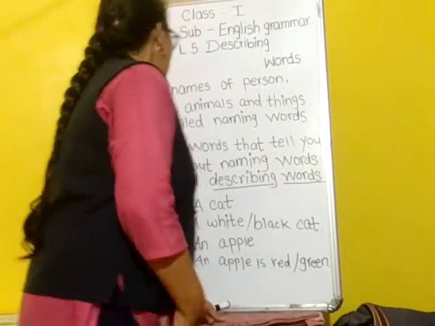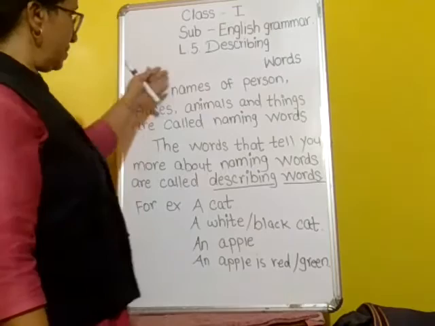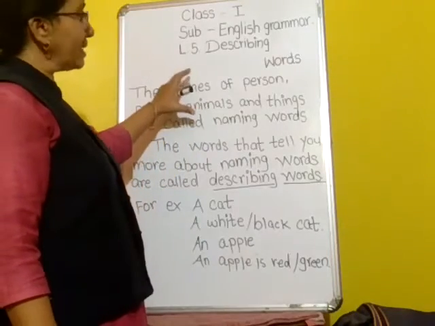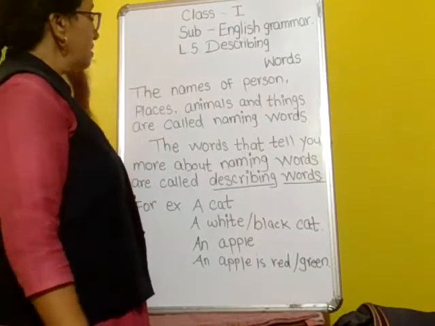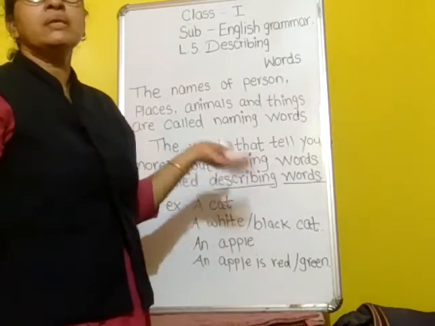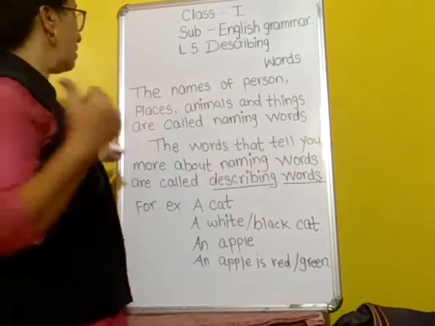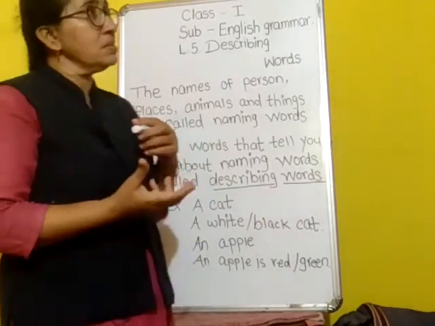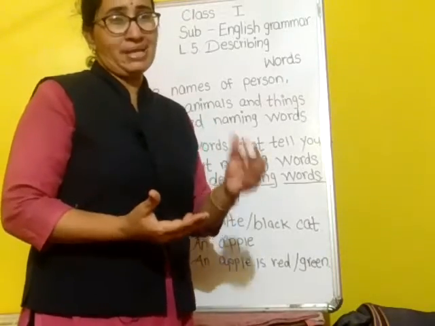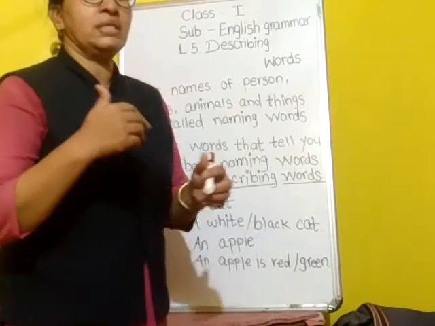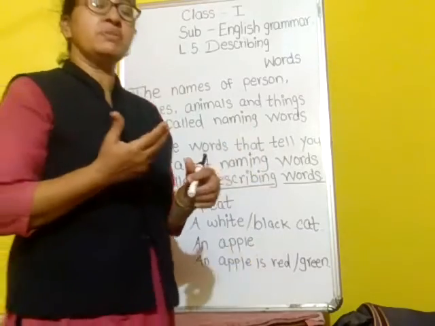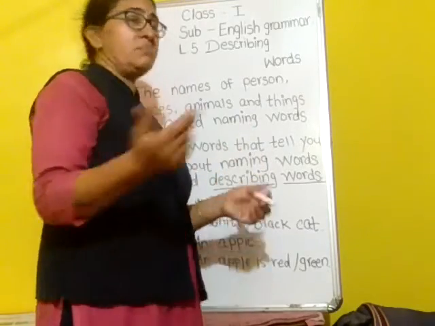Okay, so children, here first I revised in short naming words. What are naming words? The name of any person, place, animal or thing is called a naming word. And then secondly, the words that tell you something more about that naming word, or tell you about the naming word, are called describing words.